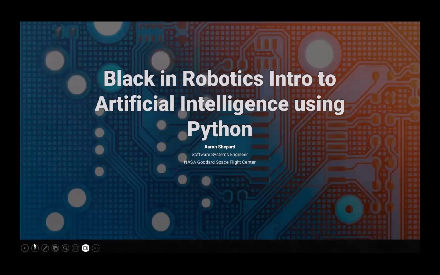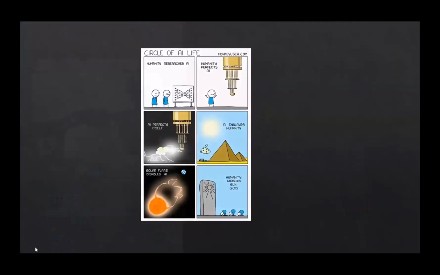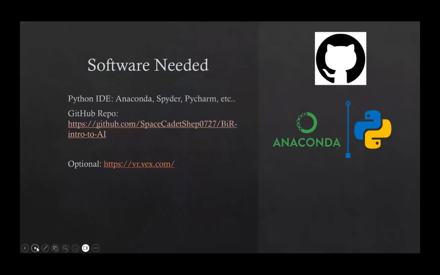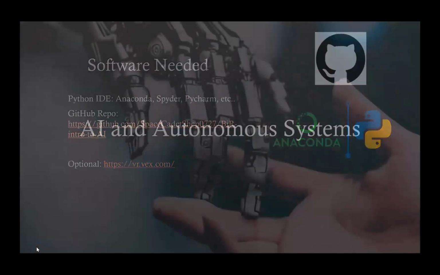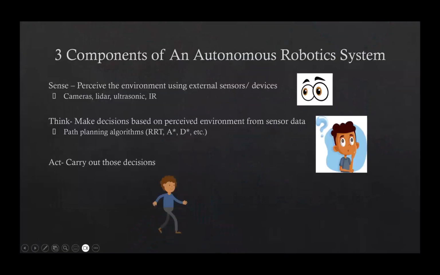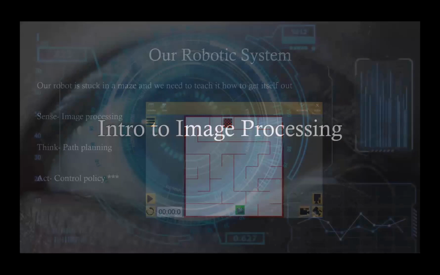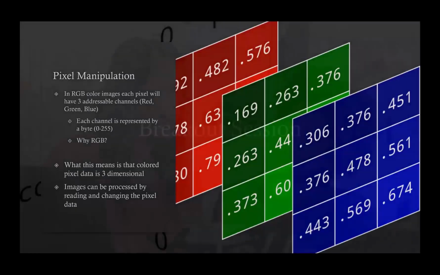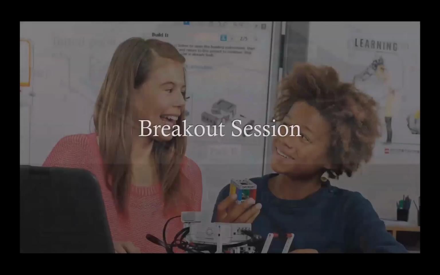Ooh, I hate that it restarts me. All right, hold on. Let me get caught back up. Origins of AI, symbolic AI, yada yada. Don't care, don't care. Three components, don't care. Cool. All right, what is computer vision? Sorry, guys, getting caught back up. Breakout session. All right, path planning.